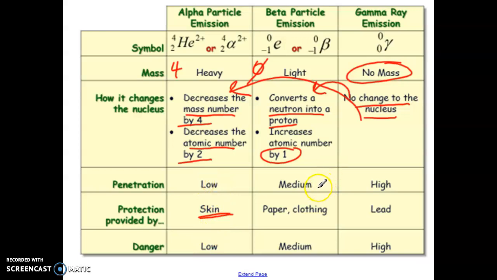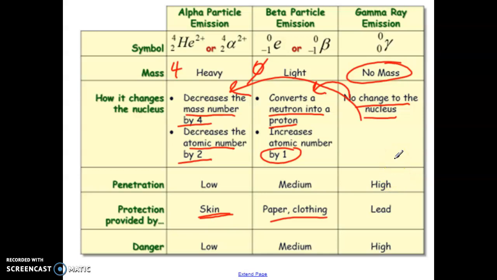Beta particles can go through skin, through tissue. However, anything that is over your skin can protect you. So if you're wearing clothes, or a lab coat or any sort of covering material, gloves, that is enough to protect you.